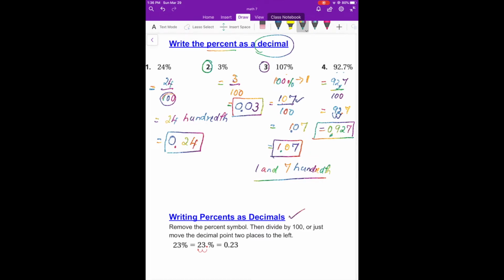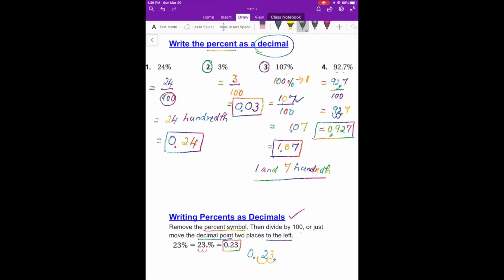So what is the rule? Writing percent as a decimal, you will remove the percent symbol, then divide by 100, or just move the decimal point 2 places to the left. So for example, 23%: 23 is a whole number, so the decimal is all the way at the end, and you move the decimal twice to the left. So that will be 0.23.